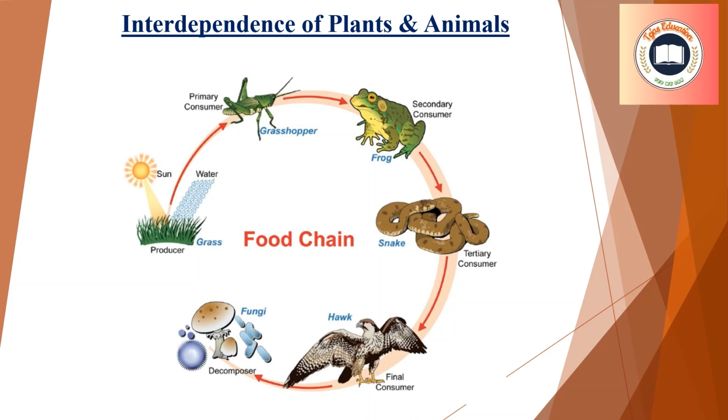Here as you see, the grass is eaten by the grasshopper, which is then eaten by the frog. The frog is then eaten by the snake, which is then eaten by the hawk. The hawk is finally eaten by a decomposer. Let it be fungi, mushroom or bacteria.